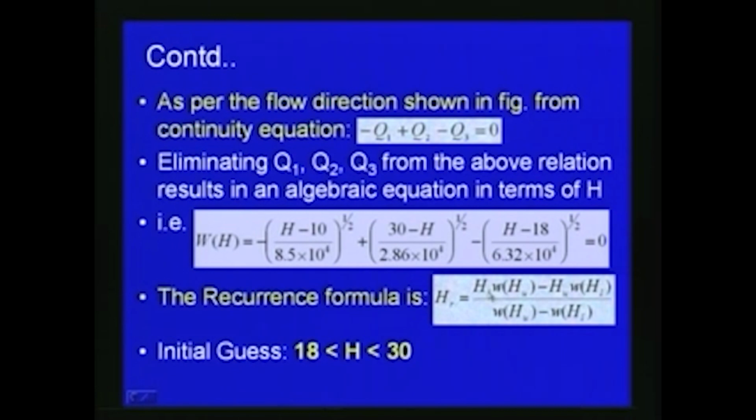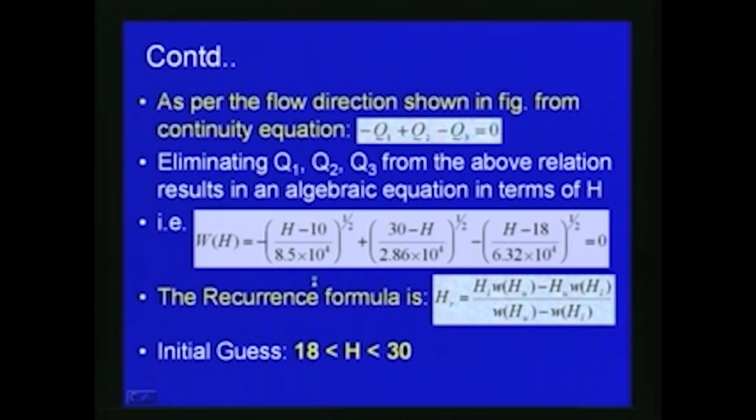HR is equal to HL times W(HU) minus HU times W(HL), where W is a function of HU and of HL respectively, divided by W(HU) minus W(HL), where HL is the lower limit we assume and HU is the upper limit we assume. W(HU) corresponds to the upper limit we put in this equation, so that we will be getting a residual. Similarly, W(HL), when we put the lower limit, we get a residual. Then we find the difference, and in that iteration we find out the head value HR.